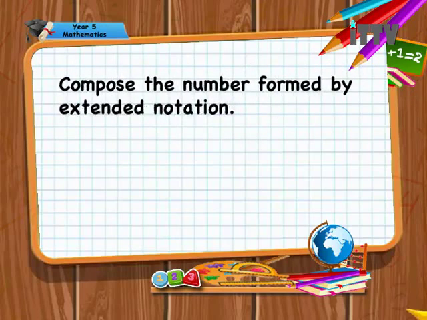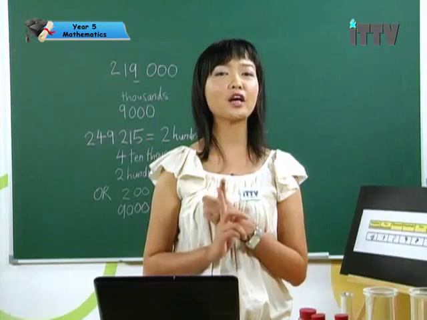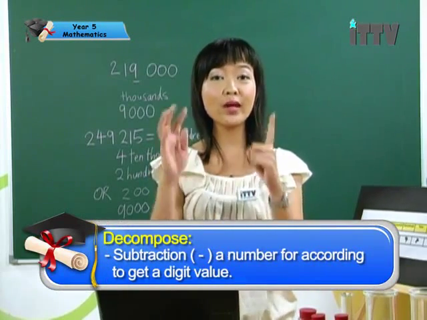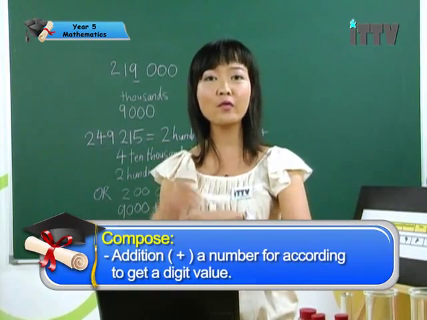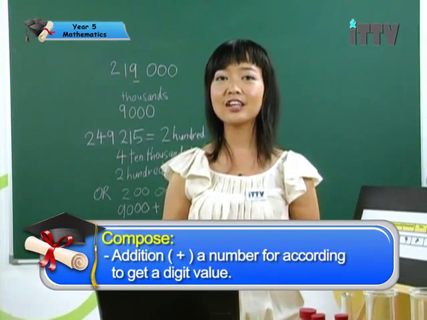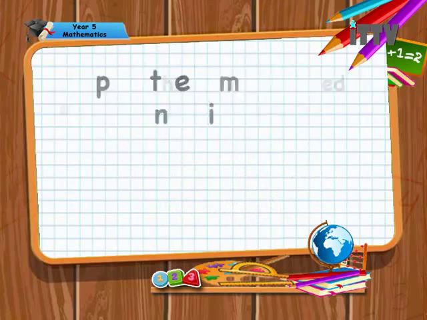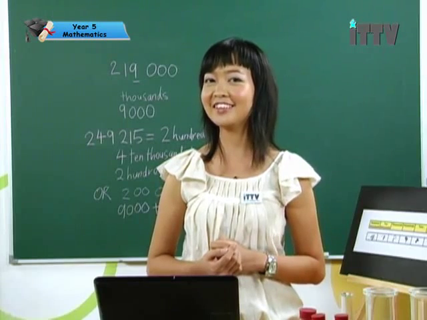Take a look. Compose the number formed by extended notation. Now, we have learned the meaning of decompose, which means we break down a number according to its digit value. To compose would mean the other way around. We form the number together. Okay, so we see here in the question, we are given 400,000 plus 9,000 plus 400. Now the question wants us to form the number together. Do you think you can do that?